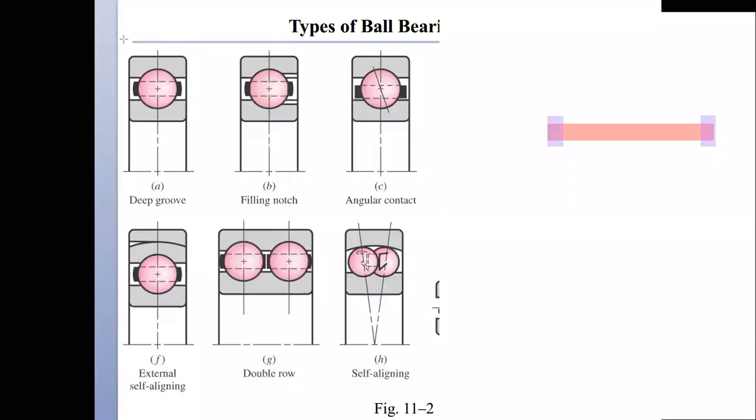The first thing is that let's say that this is the axis of rotation, the axis of the shaft. So along the axis of the shaft, there can be forces that are acting along the axis of the shaft. What will we call these forces?